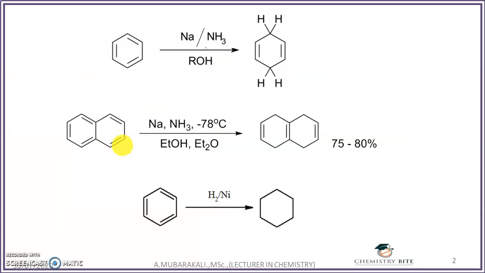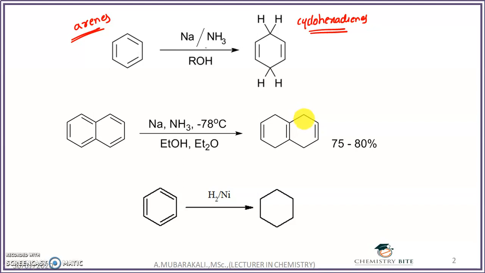Coming to the Birch reduction, it is an organic reaction that is used to convert arenes into cyclohexadienes. You can see an arene here. What is meant by arenes? All the aromatic compounds we can call arenes. So arenes will get converted into cyclohexadienes. In this example, we have converted benzene to cyclohexadiene. In the second example, we have converted naphthalene to its corresponding dihydro derivative. The reaction is named after the Austrian chemist Arthur Birch.